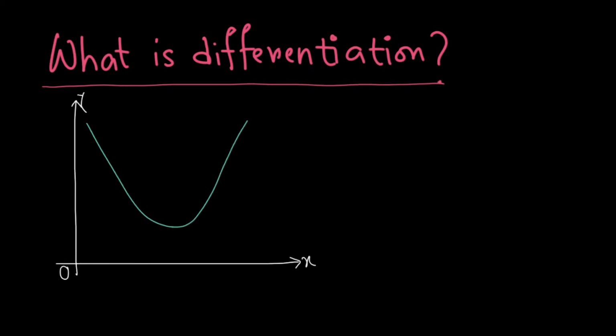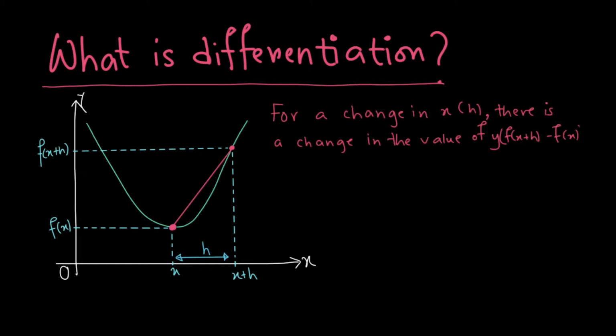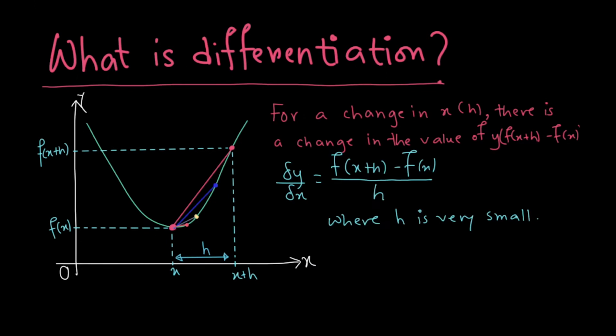Let us consider a curve like this. I drew a chord between 2 points of the curve which are horizontally h units apart. We know that for a change in the values of x, there is a change in the values of y. Now, look at the curve. It is very clear that between the two endpoints of the chord, the curve is not a straight line. But if we decrease the length of the chord and make it very small, the distance between the 2 points will appear to be a straight line.